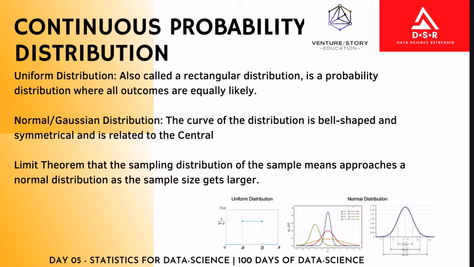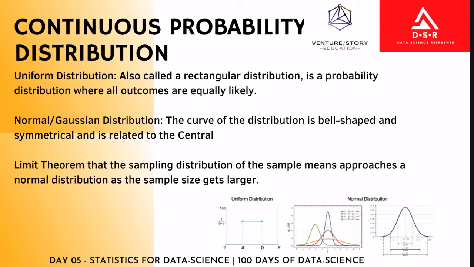So coming to continuous probability distribution. Uniform distribution. It is also called the rectangular distribution. It is a probability distribution where all the outcomes are equally likely. Normal Gaussian distribution. The curve of the distribution is bell-shaped and symmetrical and is related to the central limit theorem, that the sampling distribution of the sample means approaches a normal distribution as the sample size gets larger.